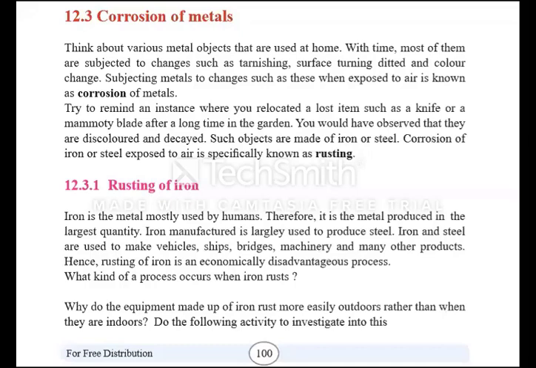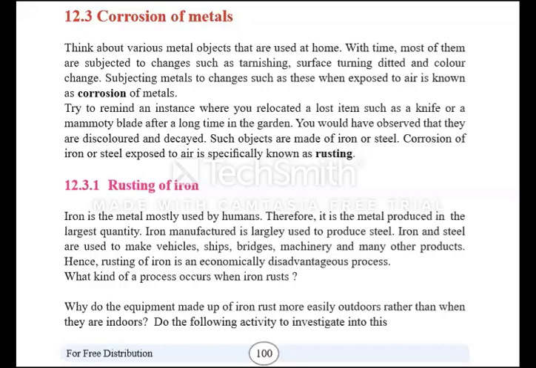Now this falls under chapter 12, electrochemistry. Under electrochemistry, we have already learned about electrochemical cells and electrolysis. So this brings us to the final part of the chapter, which is corrosion of metals, right? So turn to page number 100.